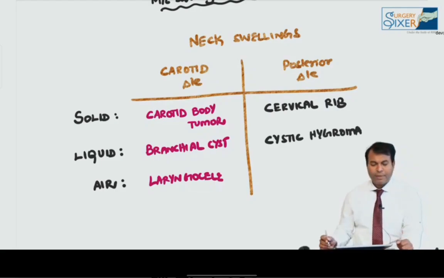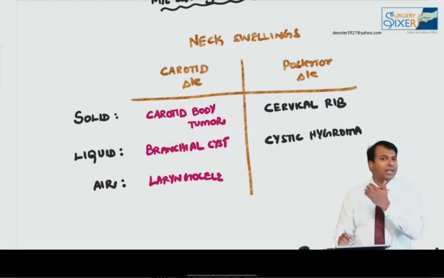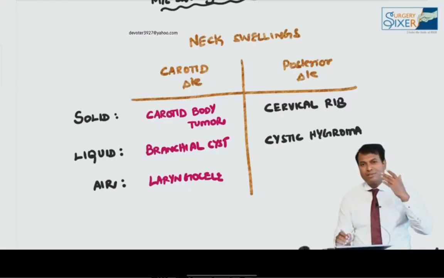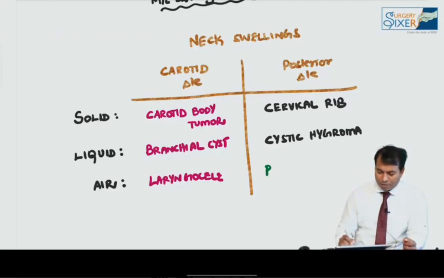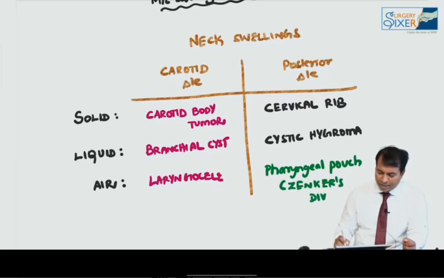And what is the air filled swelling? You can see it posterior to the sternocleidomastoid. You have already discussed this topic in the esophagus chapter, known as pharyngeal pouch, also known as Zenker's diverticulum. I request you to see the Zenker's diverticulum topic alone in the esophagus chapter.